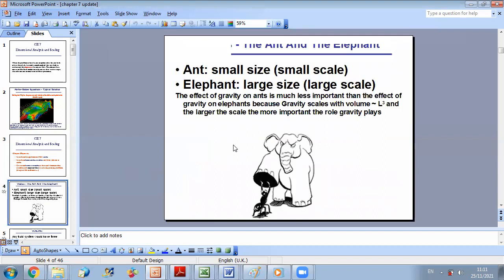So the first scale to take into consideration is the length scale. Okay, and the length scale is very important. It will give us an idea about the size. So you have in real life a wide variety of sizes from the micro to the macro scale.